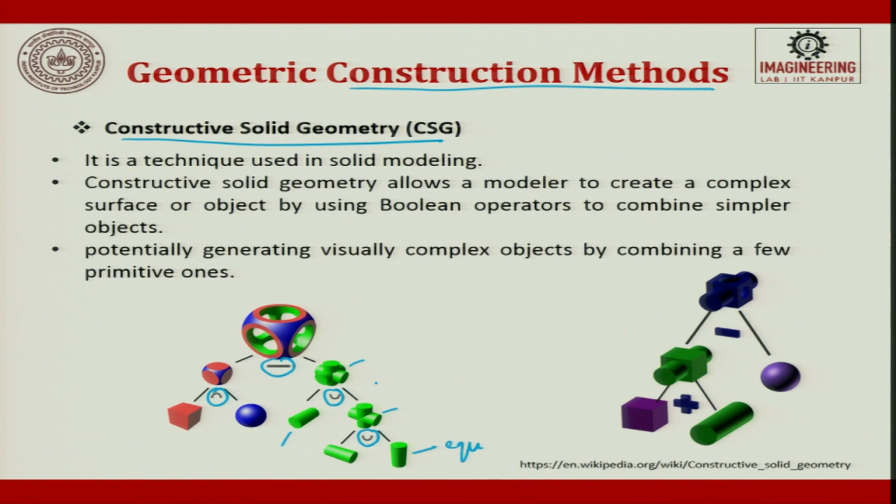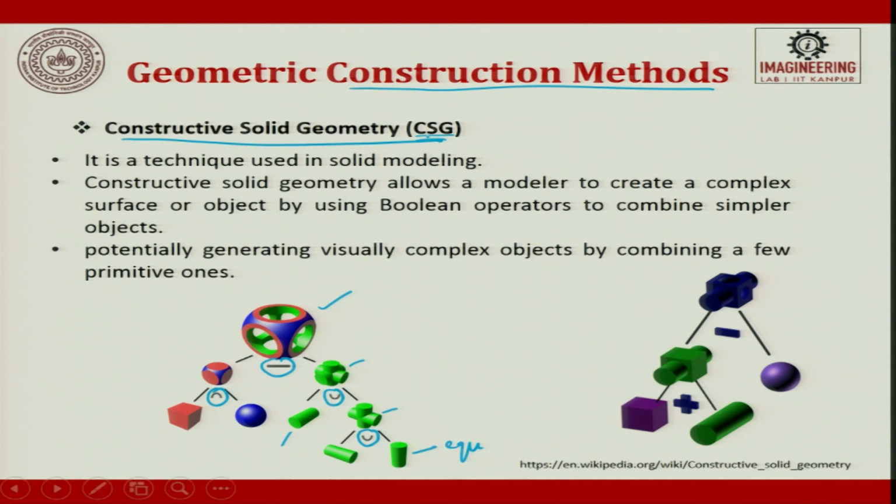So, there are two ways of achieving the same output. For example, I can start with a cylinder, cross cylinder, cylinder, and then develop this, or I can start with this, subtract it from this, and then put this inside. I try to get this object. Potentially generating visually complex objects by combining a few primitive ones is possible by using constructive solid geometry. So, you will have a cube, you will have a cylinder. When these two join, you get this, and then this has to be subtracted from this. So, finally, you get an object like this.